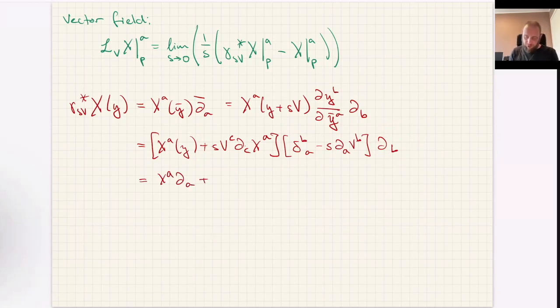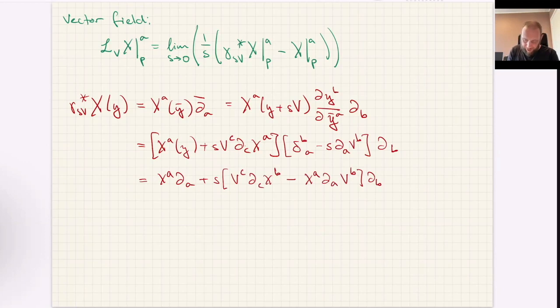But then I have two more terms. I have linear terms which go with S. The first one is VC DC XA. And the second term has a minus sign, minus XA DA VB, and we are missing, there should be a dB here because I had a B from the delta. So this delta going with that one makes this A into a B. And then dB.